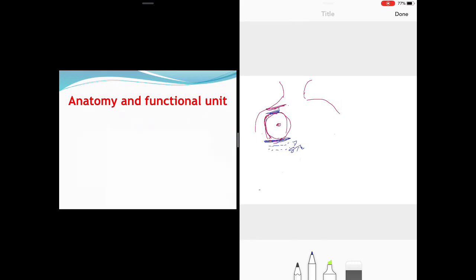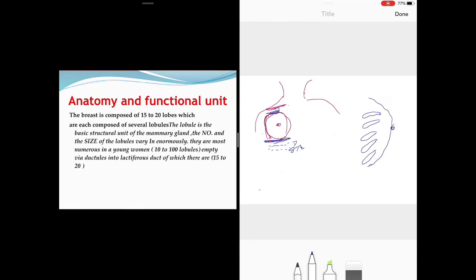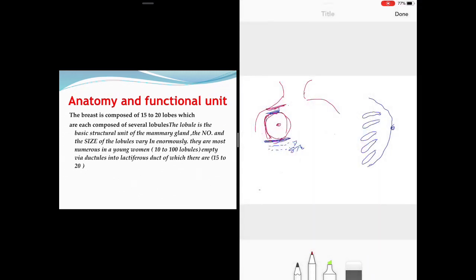What is the functional unit of the breast? The breast tissue contains lobes, about 15 to 20 lobes, and these are the lobes. The number from 15 to 20 depends on the female, from female to female.